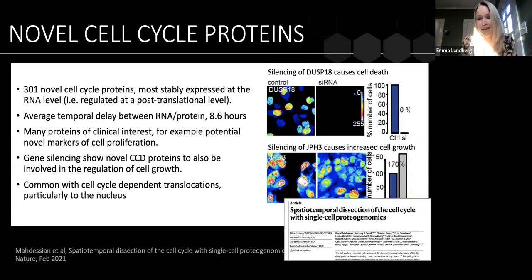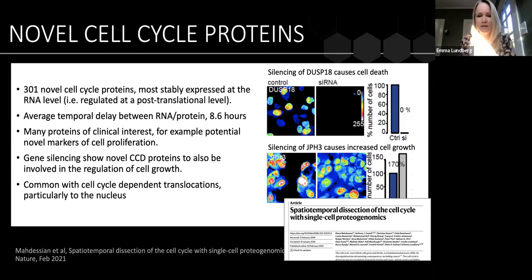But besides all the new cell cycle proteins that are of course interesting, we can also determine that the average temporal delay between peak of RNA expression and peak of protein expression for the genes that are transcriptionally regulated is actually 8.6 hours. And at first this sounded long, but it's actually very similar to what has been reported for the circadian rhythm cycle. So it makes sense. But for the cell cycle, it's good to be aware of that when you're doing single cell measurements and you want to correlate RNA and protein expression. It might not always correlate.